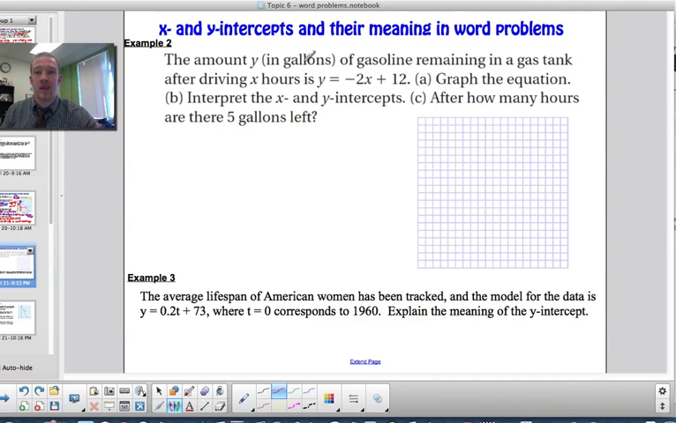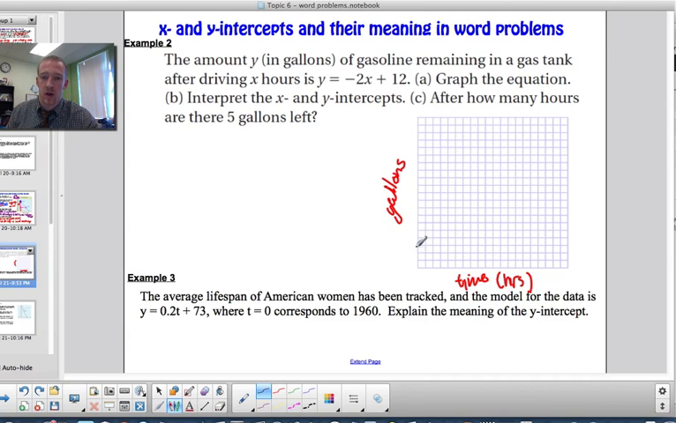The amount in gallons of gasoline, so that's our y. So this is going to be gallons. Sorry for not writing nicely upside down, or sideways. Gallons of gasoline remaining in a gas tank after driving x hours. So this is time, and that's in hours. So let's make up a scale that makes sense. I need to be able to fit 12 on this y, because my y-intercept is 12.